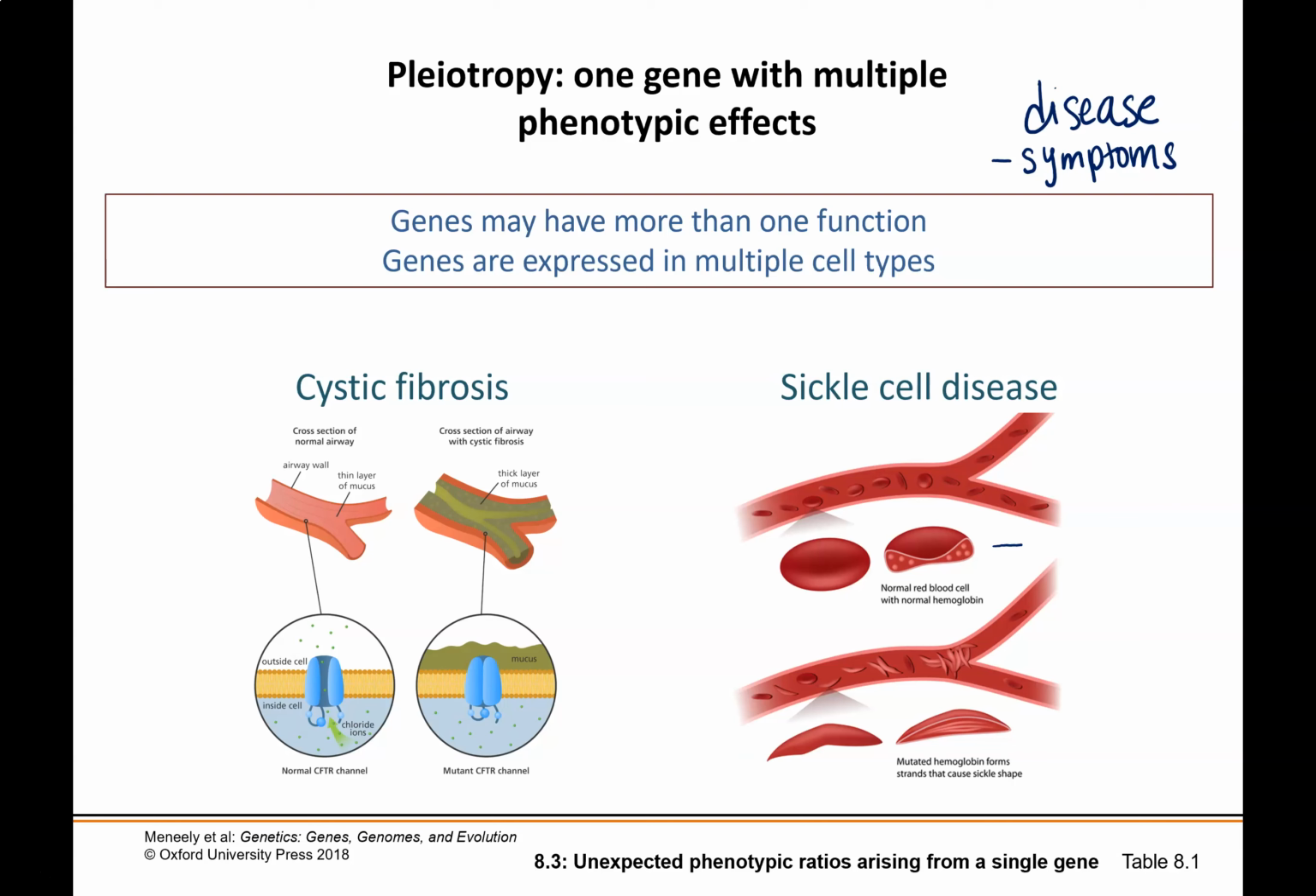So normally you have these nice round plump red blood cells. Instead you get this sickle shape. So the immediate effect of the gene is this misshapen or mutated hemoglobin, but you get many different phenotypic effects.